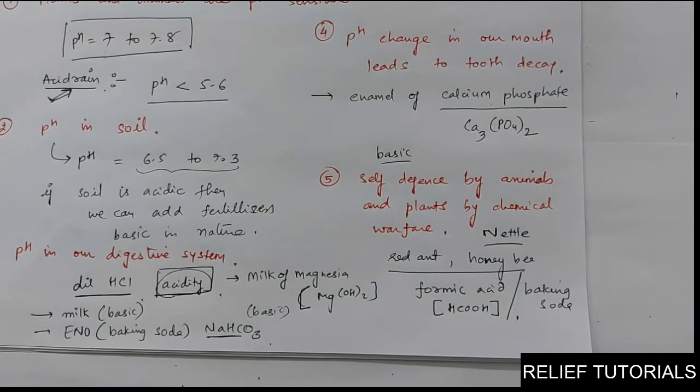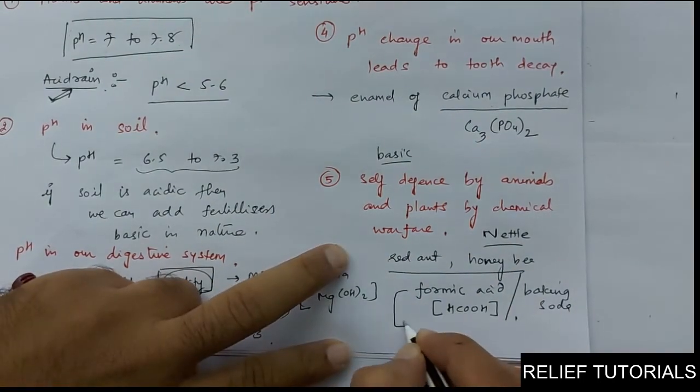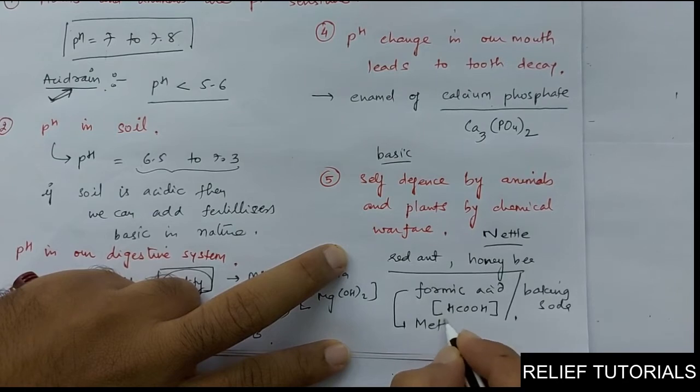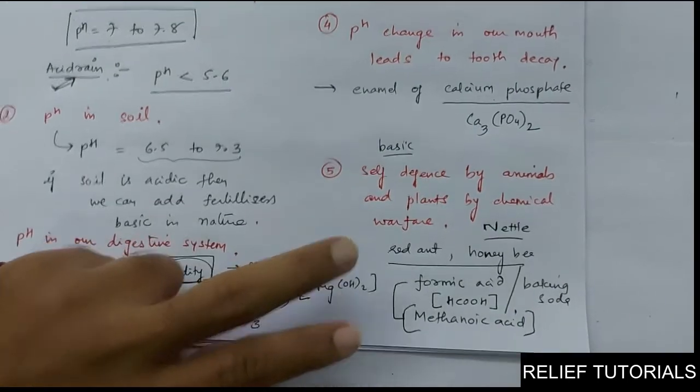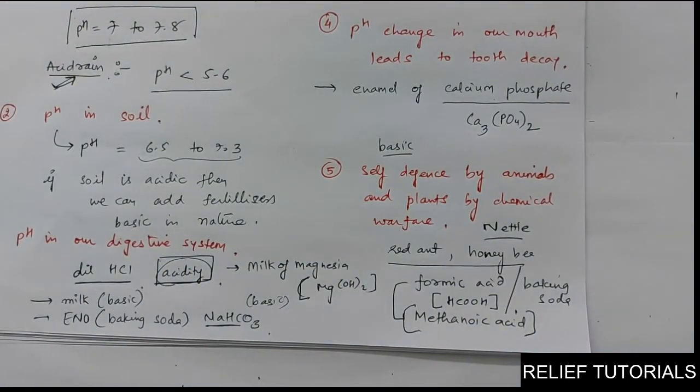When any insect or even a human being is walking and gets a cut by these nettle leaves, you will again feel irritation and burning pain, because nettle leaves also inject formic acid in your body. The other name of formic acid is methanoic acid. Whatever name you get in your textbook, both are the same. Again, this can be easily prevented by applying baking soda on that cut.